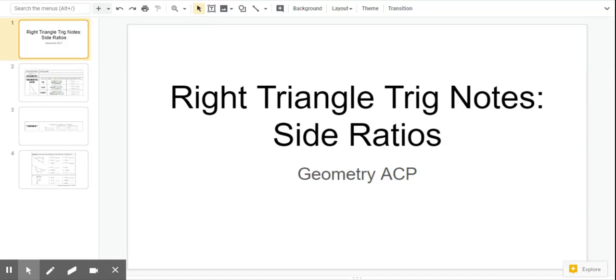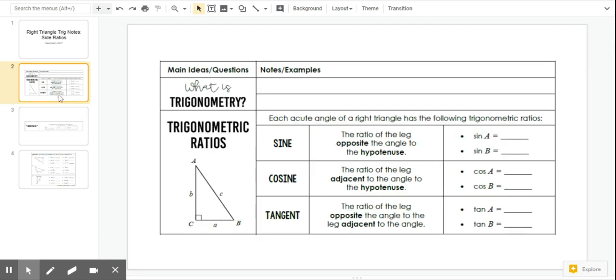All right, so the next part of this unit is an introduction to trigonometry. We start this with some right triangle trigonometry, and we're going to start with something called side ratios. So first question is, what is trigonometry? In general, trigonometry is just the study of triangle measurements. Essentially, that's all trig is.